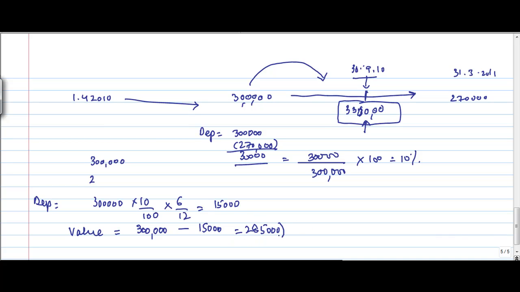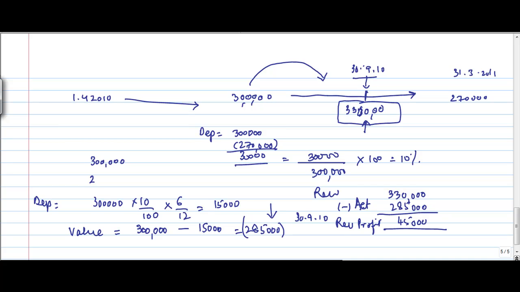But how much is the revaluation amount? Actually, if nothing was done, my plant and machinery was 285 on the date of 39/2010. But as per the revaluation, the value is 3,30,000. So the revalued value is 330 minus the actual value, which is 285. So the revaluation profit that I got on that date was 45,000. This is my revaluation profit on plant and machinery.